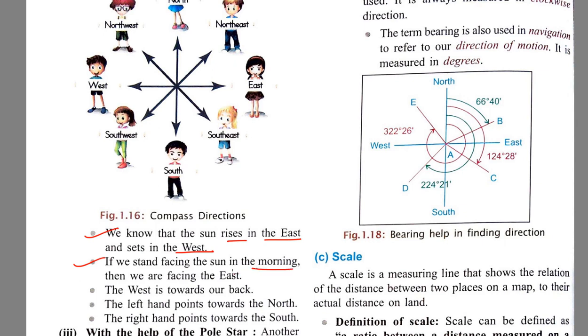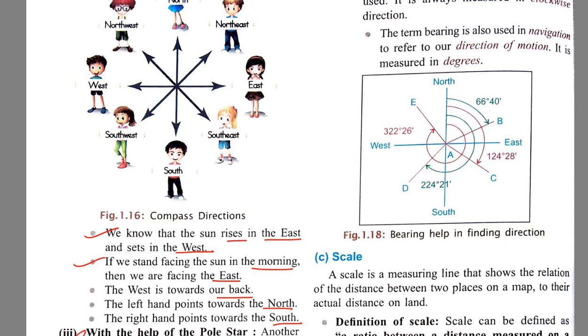So in that way easily we can identify, and the left hand points towards the north and the right hand points towards the south. So in that way, on the basis of sunrise and sunset, easily you can identify the directions. Another method is there with the help of the pole star.